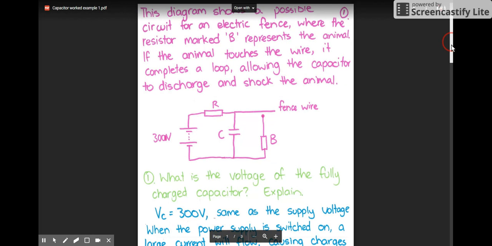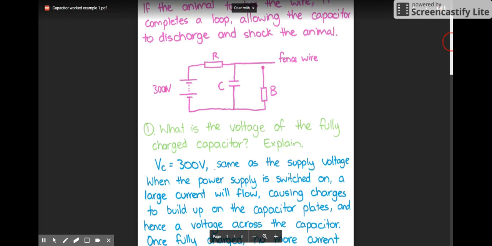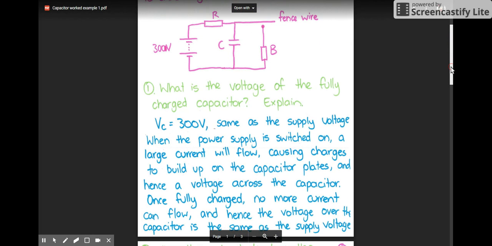So the voltage of the fully charged capacitor, this is relying on you understanding the way capacitors work. So the simple answer is it is the same as the supply voltage. And the reason is that capacitors charge up over time. So when it's first switched on, the charges will accumulate on the plates. Eventually, no more charges can flow. The voltage across the plates is the same as the voltage across the power supply. Therefore, no current flows. Therefore, the two voltages are the same.